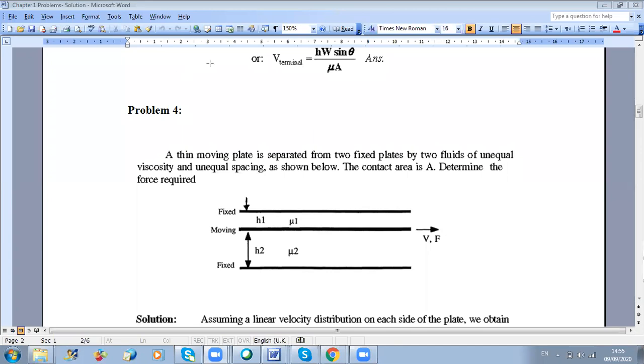So here, if I want to illustrate it for you, let's say you have a width B inside the paper. This is width B. If the width of the plate is B, and the length of the plate is L, then the contact area will be L times B. So in this case, the contact area will be equal to big L times big B. Okay, thanks. Any other question?